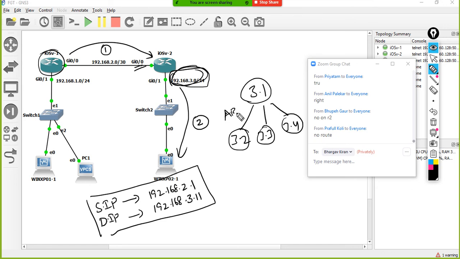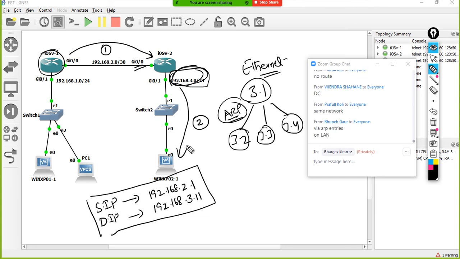We have not defined the static route, madam. You are seeing that ARP is doing it, no? We are in the same network. But why do we need to run an ARP request? This is Ethernet technology. Do you understand, madam? Try to understand.